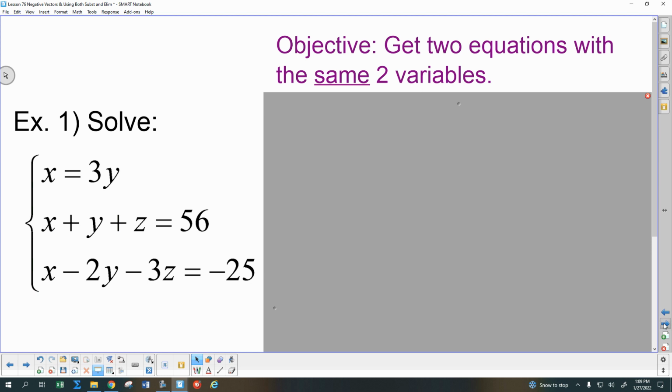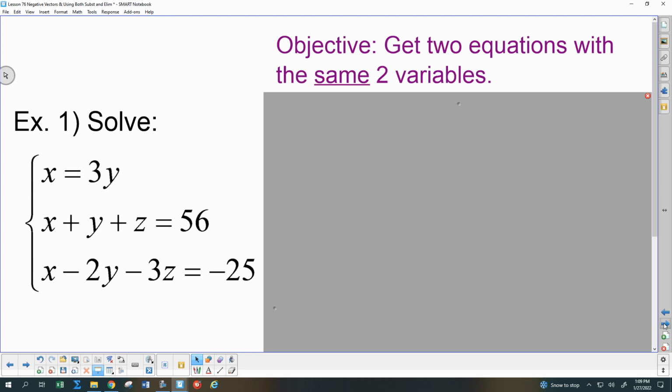Usually they will have these variables, x, y, and z. I need everybody to copy down those three equations right now. And what our first objective as we try to solve this will be, somehow with those, get two equations that have the same two variables in them. I don't want one that has x and y and one that has y and z. They've got to be the same variables.